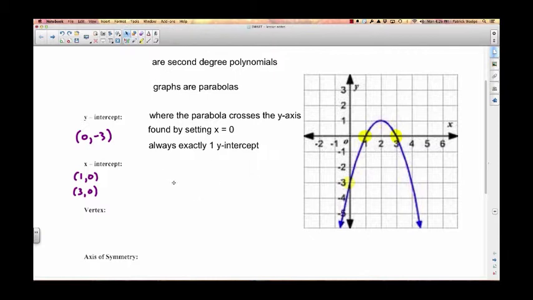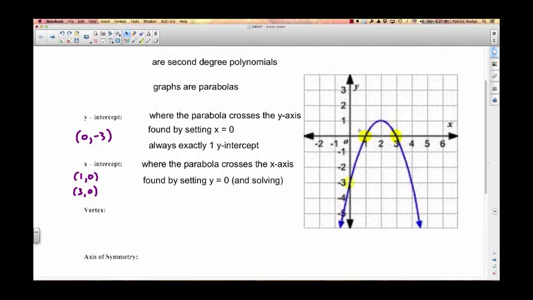So these are the points where the parabola crosses the x-axis. Guess how those can be found? Well, all the points along the x-axis have a y value of 0. This is (1, 0), (2, 0), (3, 0), (-2, 0). So this time you set y equals 0 and solve. It'll be a little bit more difficult, and we'll show you an example of that later.